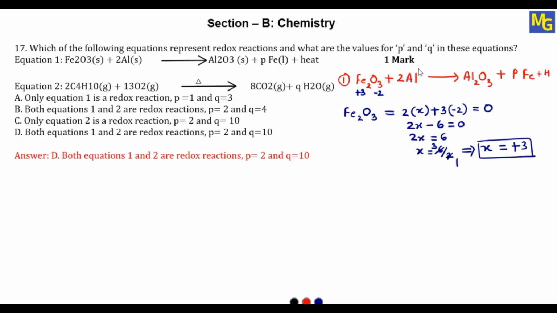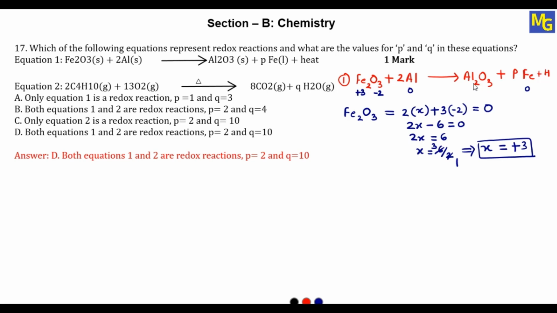Aluminium, if you focus here, this is an atom, so an element doesn't have any oxidation state; it is in a pure state, so zero oxidation state. Now the reactant side is completed. Now come to the product side. On the product side, here we have Fe, again pure, so the oxidation state is 0.